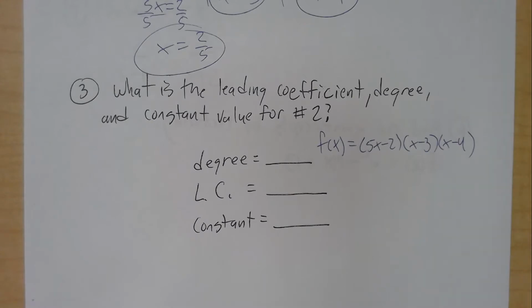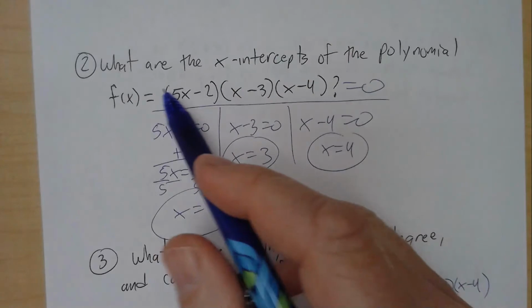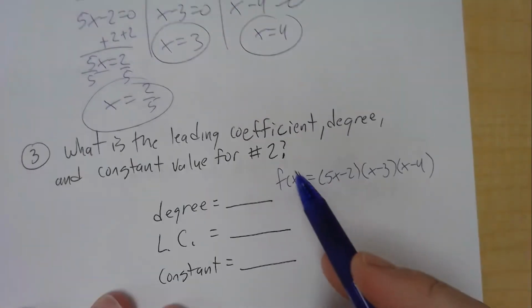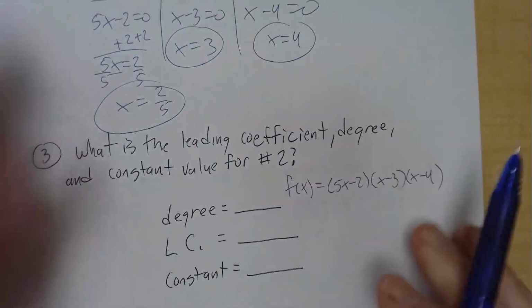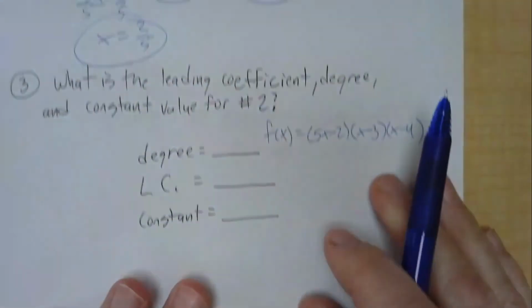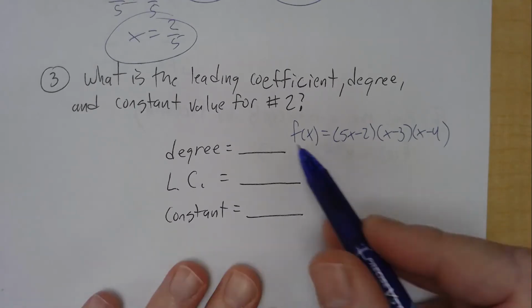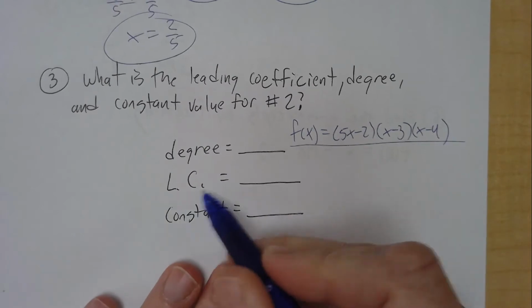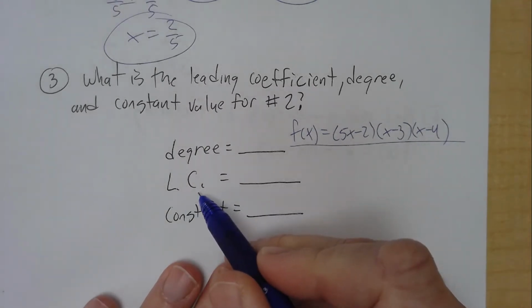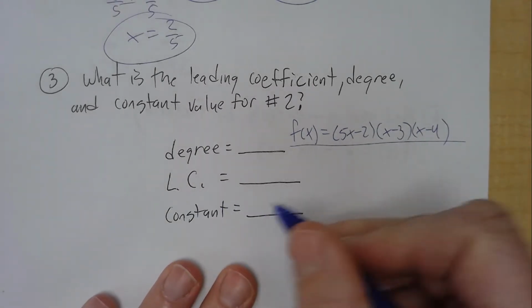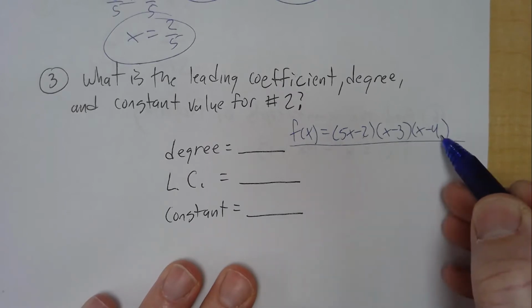Okay, number 3. I paused the video and I copied number 2 right down here so I don't have to keep moving the paper up and down. So it says, what is the leading coefficient, the degree, and the constant value for number 2? So this is number 2. LC stands for leading coefficient. Constant term.